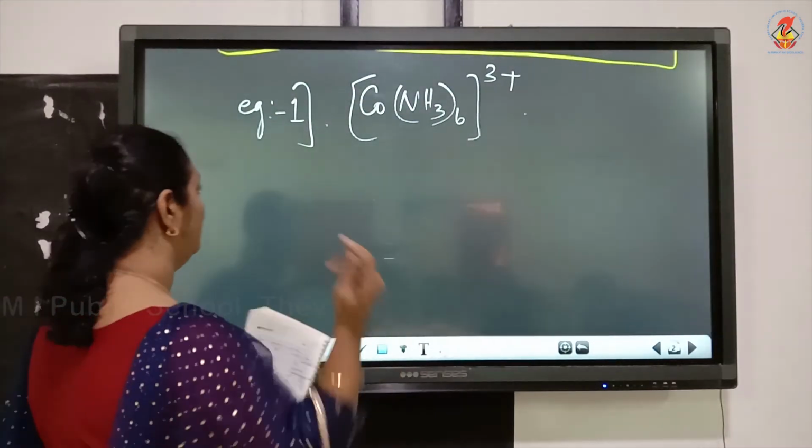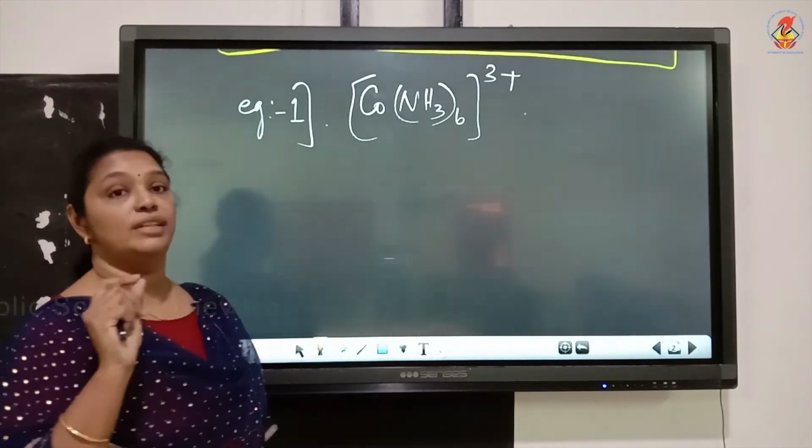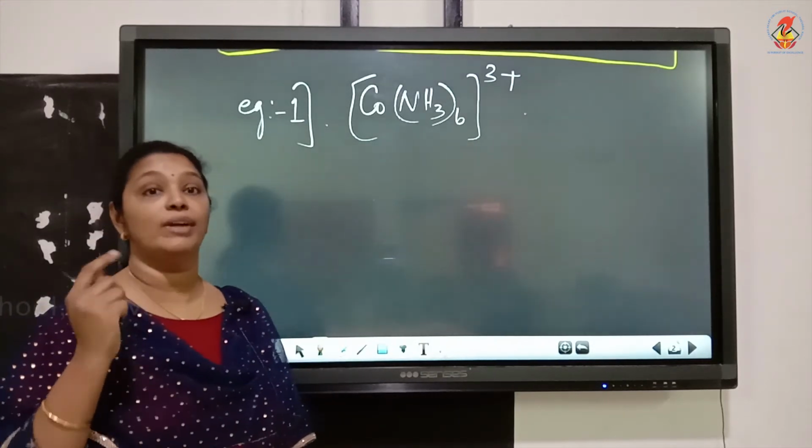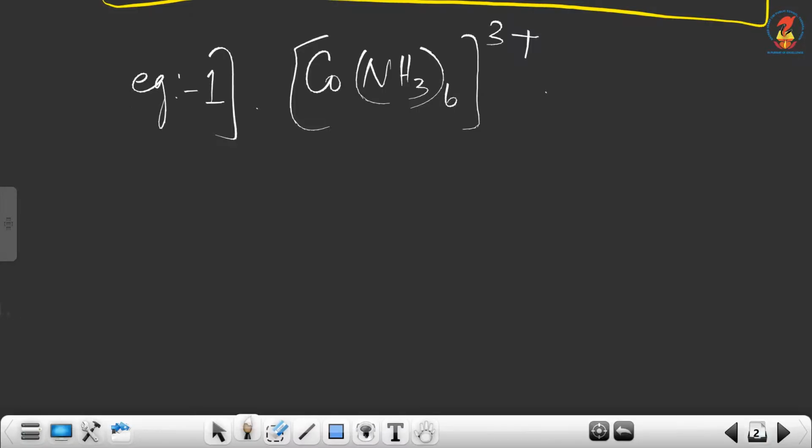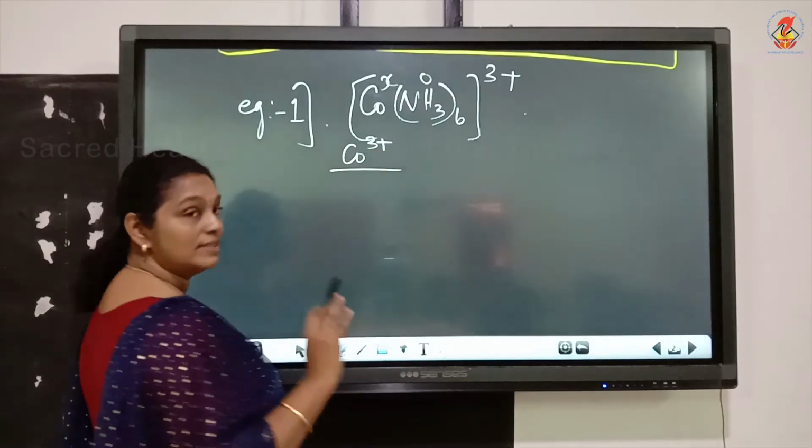So first is to find the oxidation number of the central metal atom and write its electronic configuration. So the central metal atom is cobalt, and what is the oxidation number? x + 0 = +3. So cobalt is in the 3+ oxidation state. Now write the electronic configuration of the cobalt atom in ground state. So first you find the oxidation number of the central atom.